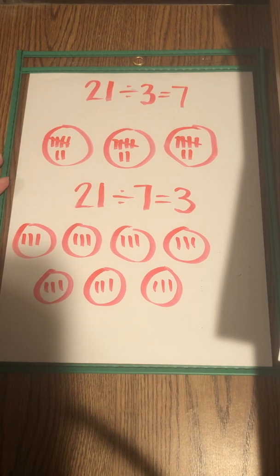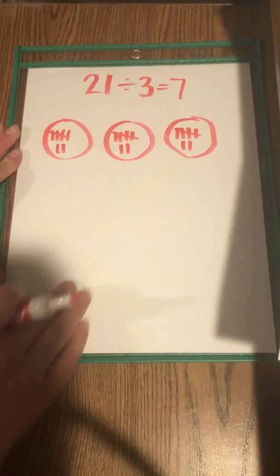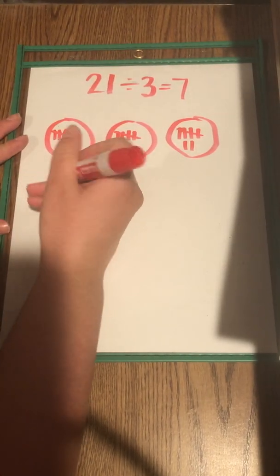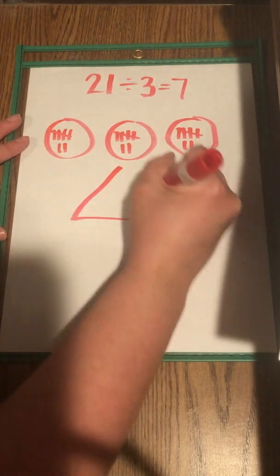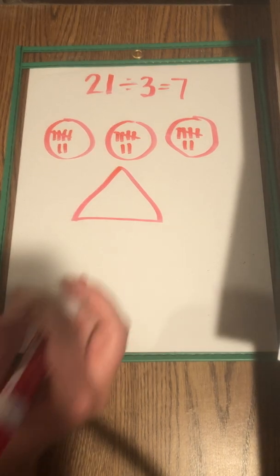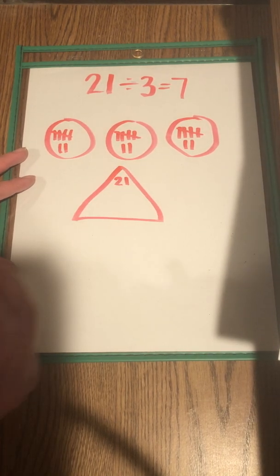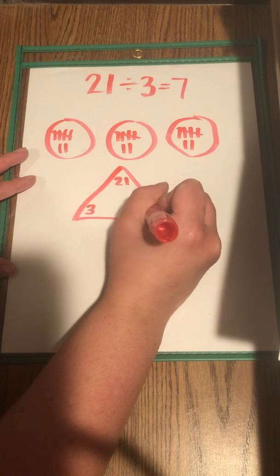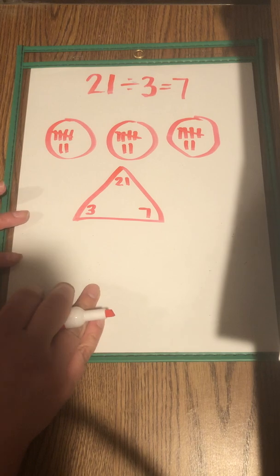So let's do our fact family. I don't know where my eraser went. Oh, there it is. Okay, I'm going to erase this one. I'll keep this original one up here. Okay, so we are going to start with our multiplication. I'm going to draw my triangle here. What number would go on the top? 21. That's my largest number. Okay, and I'm going to do 3 and 7. That's what we had come up with. Of course, if we had swapped those, it would still be the same fact family.